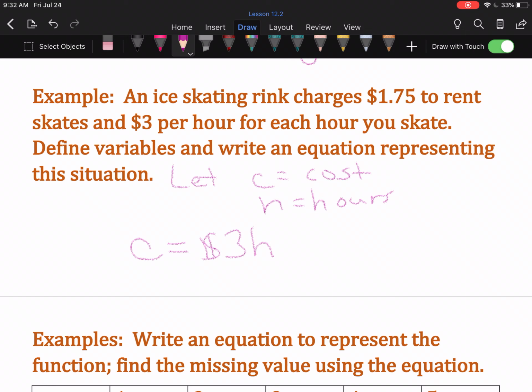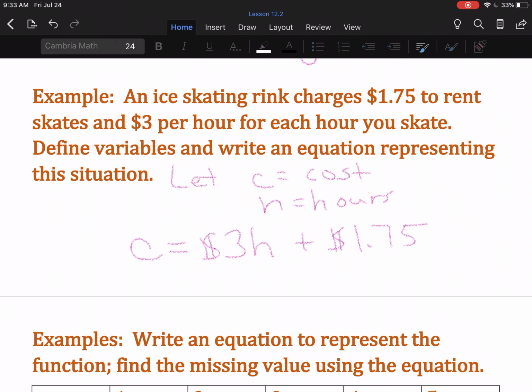Is that all we have to pay for? No. We also need to rent the skates. So what would that $1.75 need to be done with? Do I put it on as addition, subtraction, multiplication, or division? It's an extra fee we're paying, so it's addition. And this one is just a one-time fee. You don't pay $1.75 for each hour you have the skates. So we just add the $1.75 for rental of the skates onto the $3 times the number of hours. That is our equation.